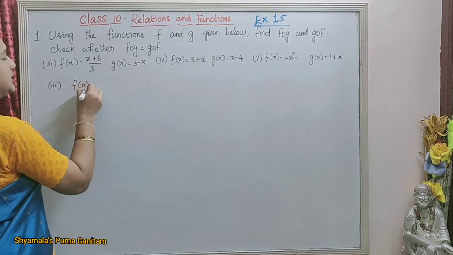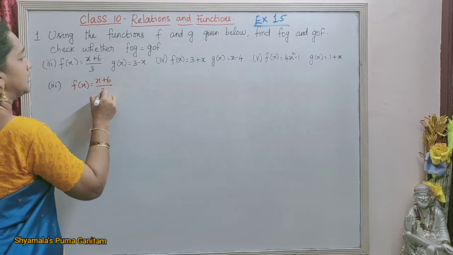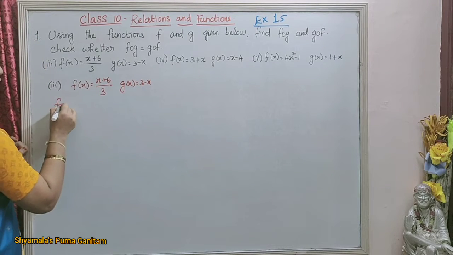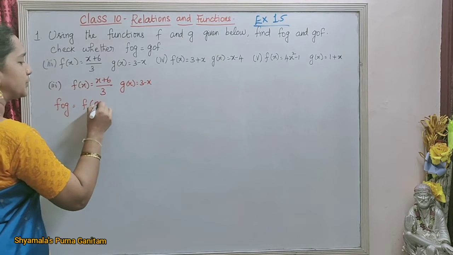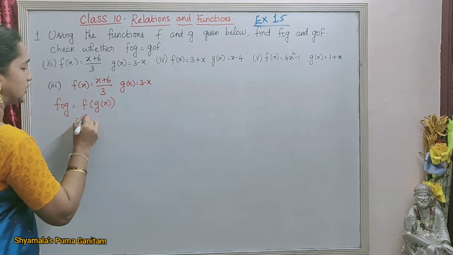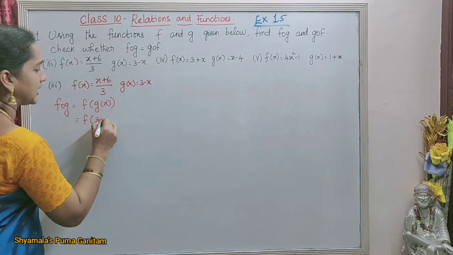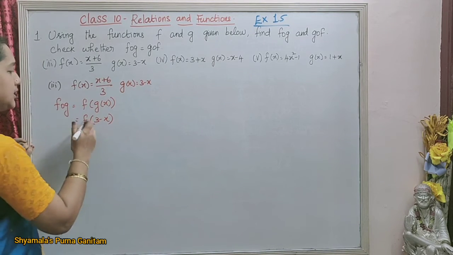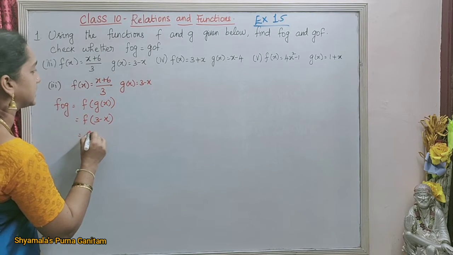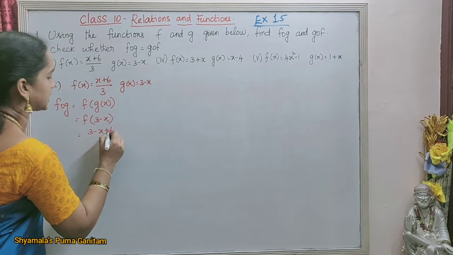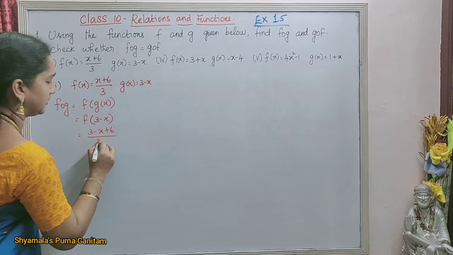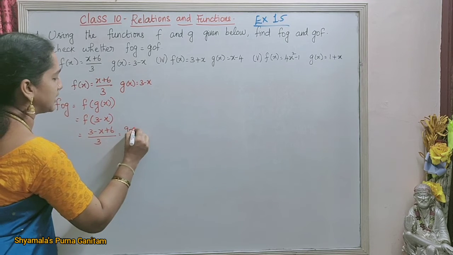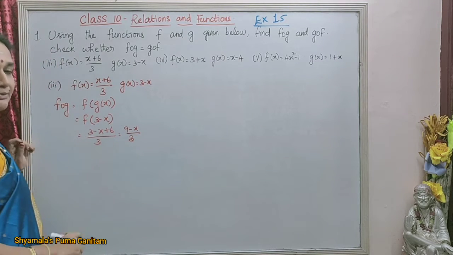f(x) is given as (x + 6)/3 and g(x) is given as 3 − x. So we will find f of g first. So f of g of x, where g(x) is 3 − x. Here f(x) is (x + 6)/3. So here f(3 − x) is (3 − x + 6)/3. So we will get 3 + 6 is 9, (9 − x)/3. So this is f of g.